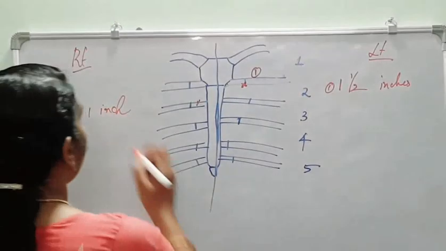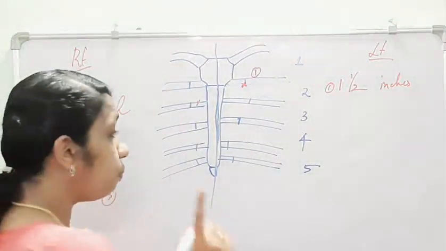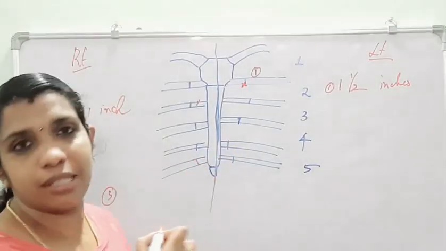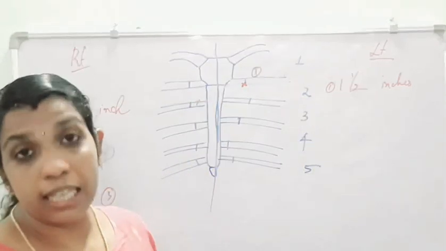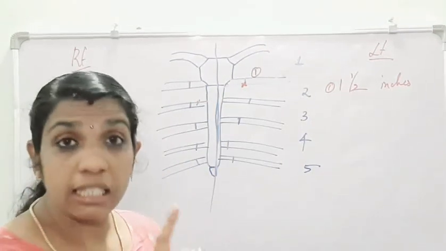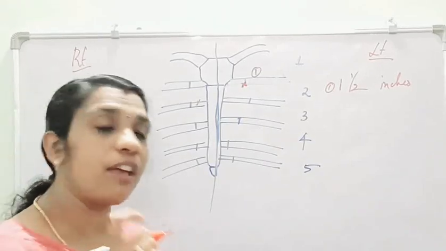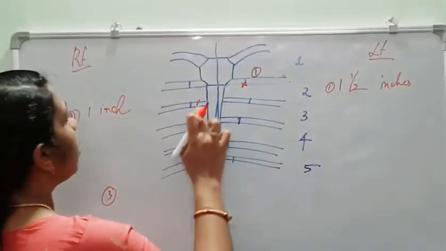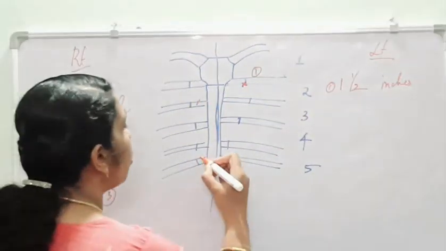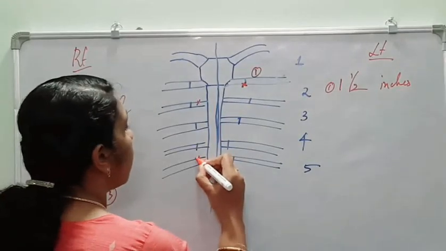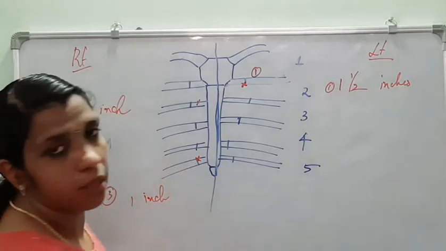Next, the third point. The third point is also on the right side. So it is the right sixth costal cartilage, which is 1 inch away from its joining with the sternum. Okay, 1 inch away from the joining with the sternum. So the sixth costal cartilage, 1 inch away from joining with the sternum.